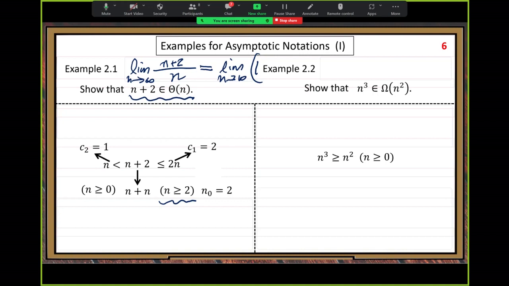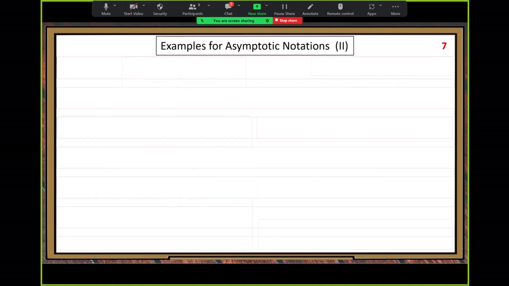Because we only consider n integers, right? So 0, 1, 2, 3. We do not consider n equals 0.1. If you plug in 0.1, this inequality does not hold, because our n values are always integers, so we do not worry about non-integer values. So here c is 1 and n0 is 0. That's simple.